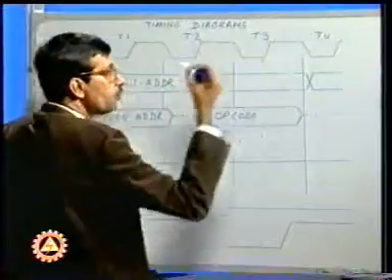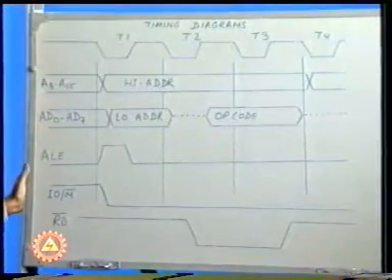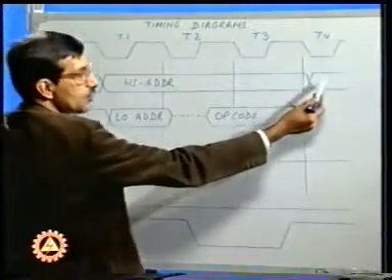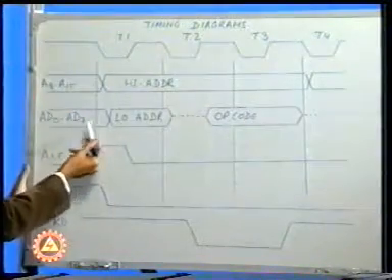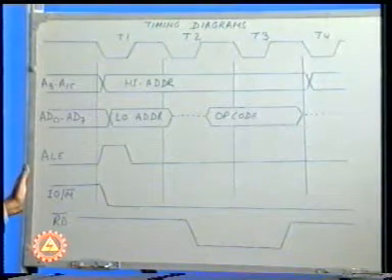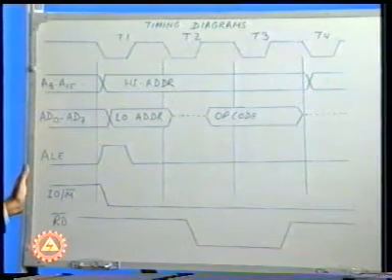During the fourth T state, A8 to A15 changes the state, AD0 to AD7 remains tri-stated, ALE remains low, IO/M bar remains low, RD bar goes high.